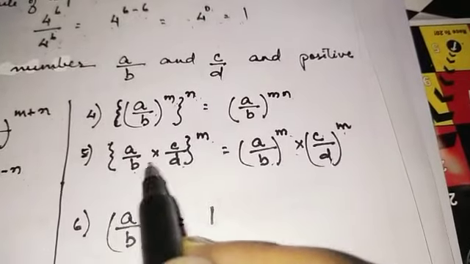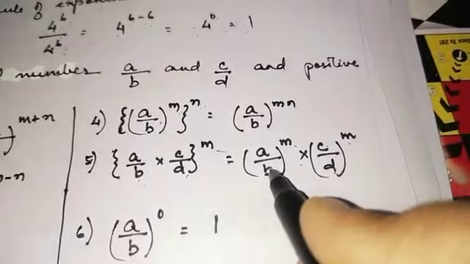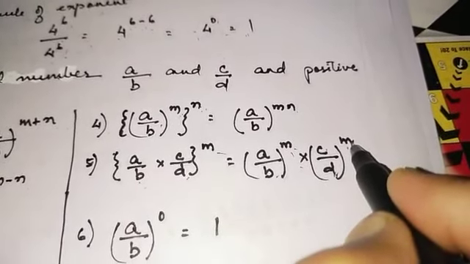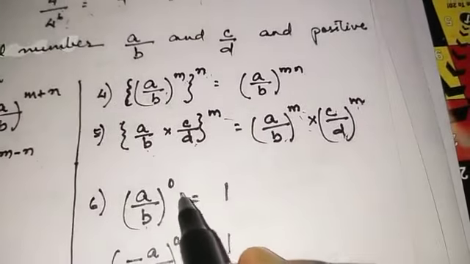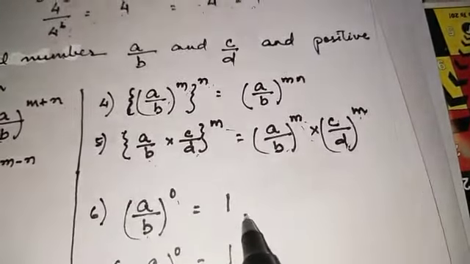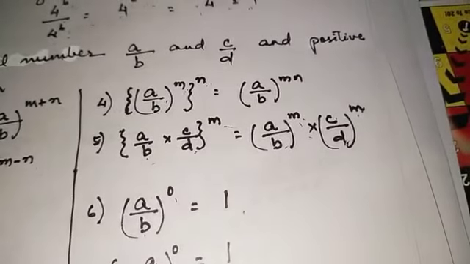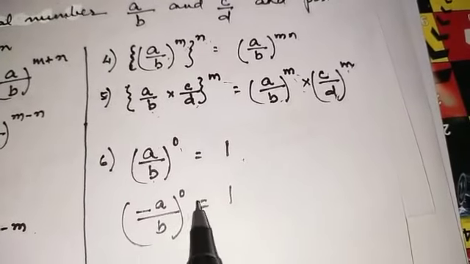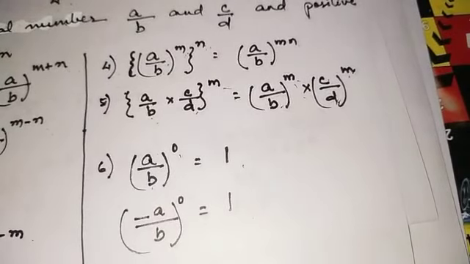This is (ab) raised to the same power, equal to a to the power m into b to the power m. (a by b) raised to the power 0 is 1. Any number raised to the power 0 is 1. Any negative number raised to the power 0 is also equal to 1.